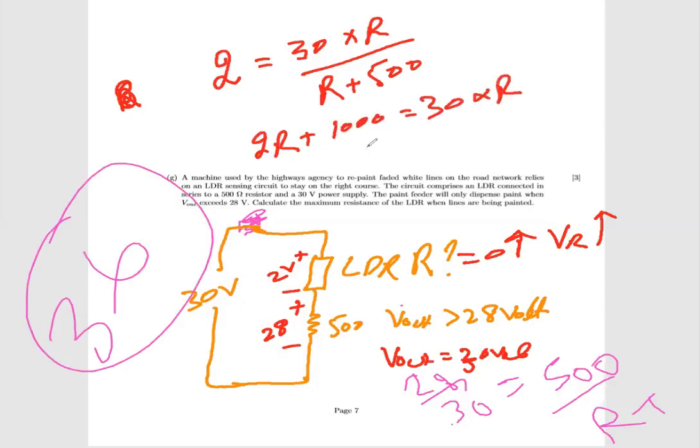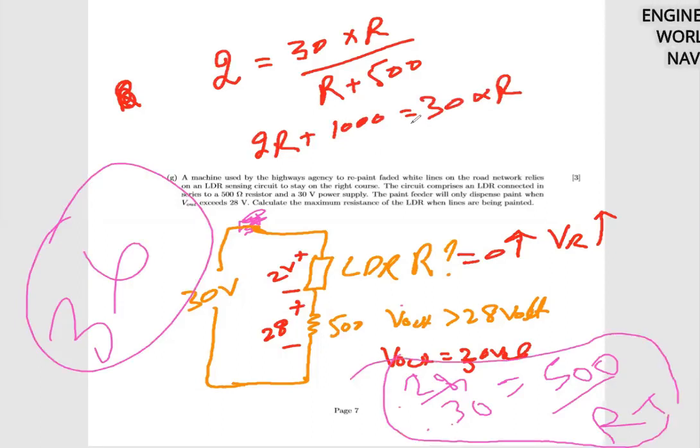How do you calculate the answer instantly? Let me show you. I did 28 divided by 30. Why divide 28 by 30? Because this is a potential divider, and RT is the total resistance. But the question is to find the R resistor. Exactly, so after this step you have to do RT minus 500, then you will get the answer, and the answer will be 36.